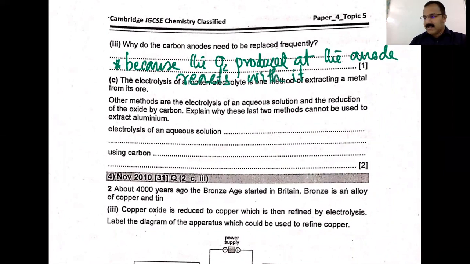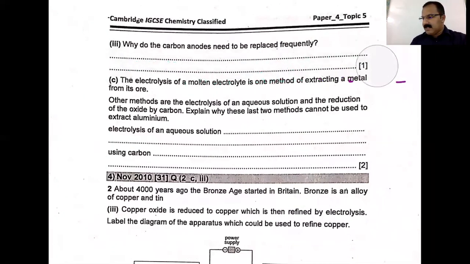If it is more marks, you will write an equation as well. Carbon reacts with this oxygen to produce carbon dioxide. So it will be slowly getting used up. That's why we need to replace it from time to time.